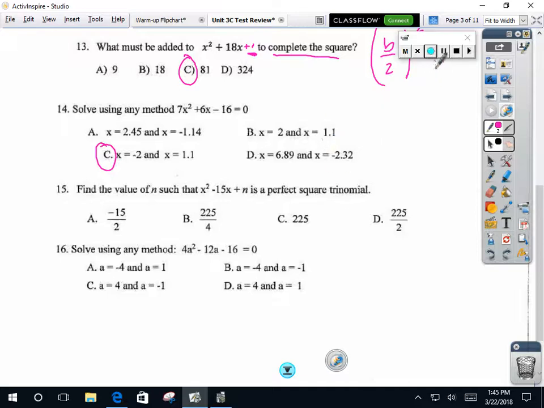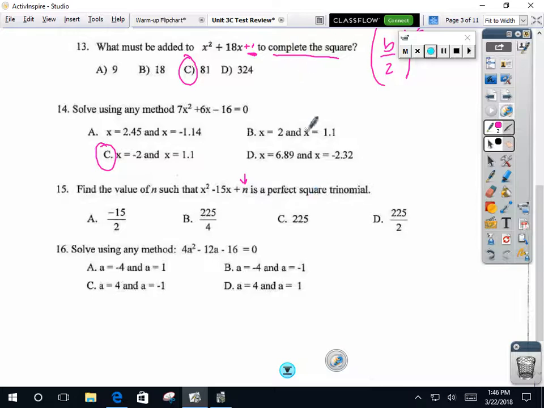Okay, now let's look at number 15. Find the value of n such that x squared minus 15x plus n is a perfect square trinomial. So what are they trying to do here? Aren't they basically asking you what needs to be added here? And didn't we just do one like that in 13? They're just wording it differently.